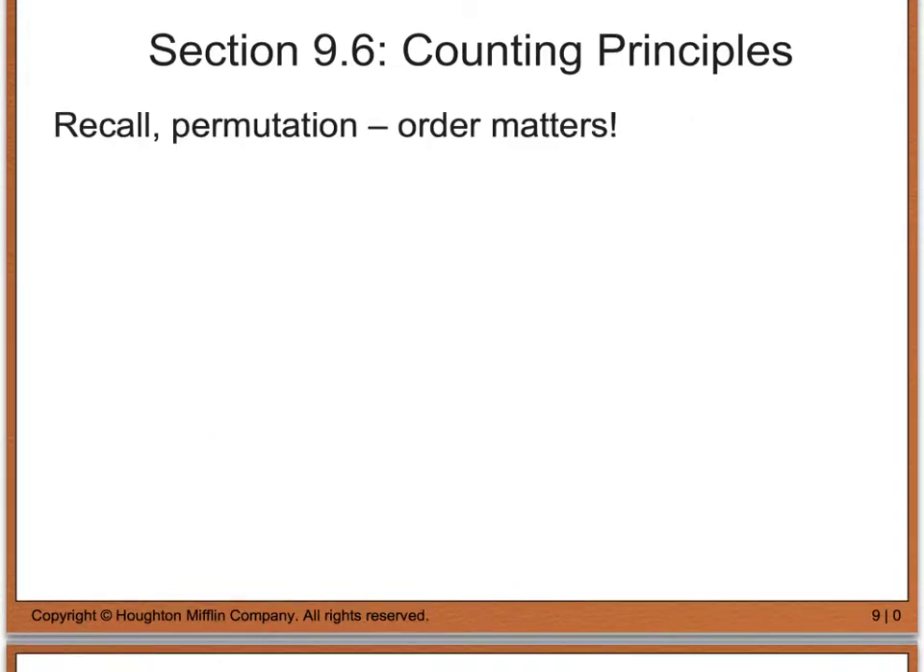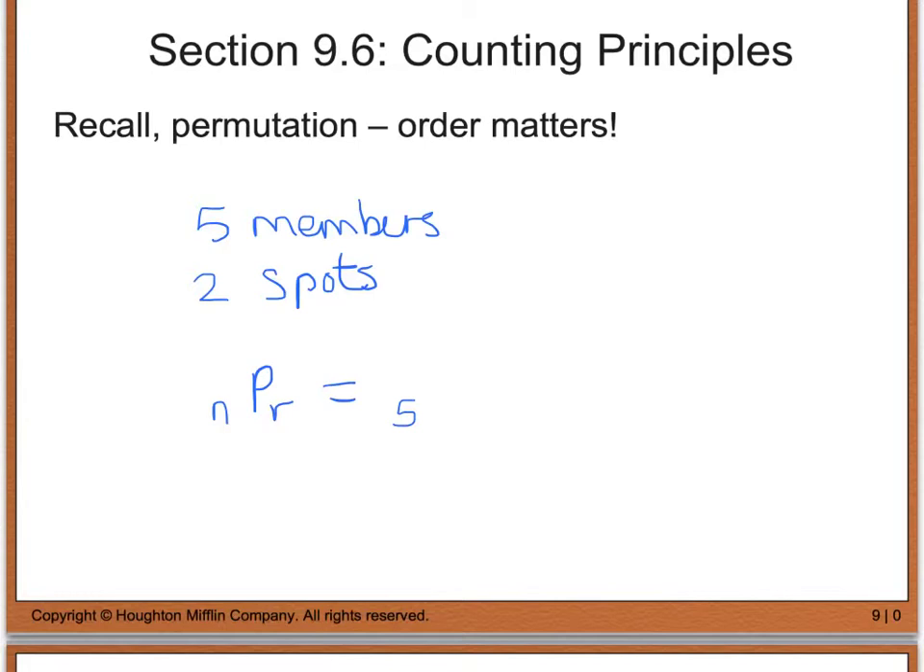If we look back at example 6, we had 5 members to choose from when we were selecting our president and vice president. Now I only had 2 spots that could be filled. So because order mattered, I'm going to use permutations, and I'm going to use the nPr setup. If I plug in my n and r, I know that n was the total number that I had to select from, which was 5, P, and then my r is the number of spots that were available, or 2.